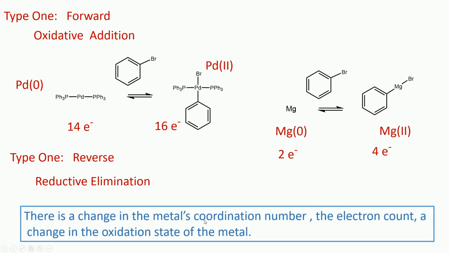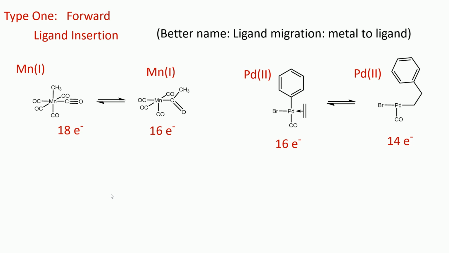So what's the overall summary? There's a change in the metal coordination number. It's going up by 2. The electron count is going up by 2. And of course the oxidation state of the metal is changing. So everything changes with oxidative addition. The next reaction, ligand insertion.